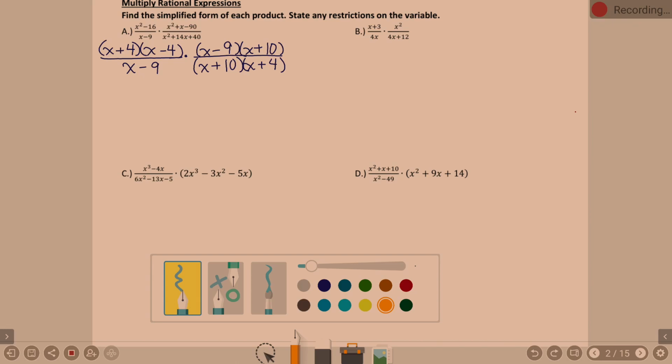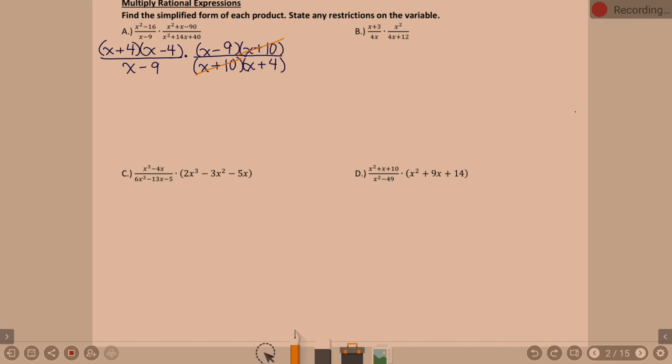Okay, guys. Multiplying fractions. I'm still not going to multiply these yet. Do we cancel them now? Yeah, we're going to cancel. Anything on top can cancel with anything on bottom. What would you like to cancel? X plus 10 on top cancels with x plus 10 on bottom.